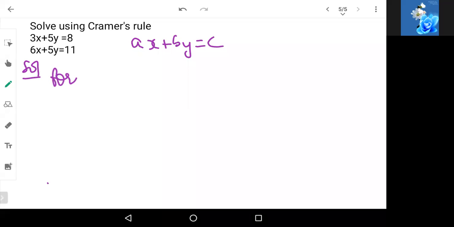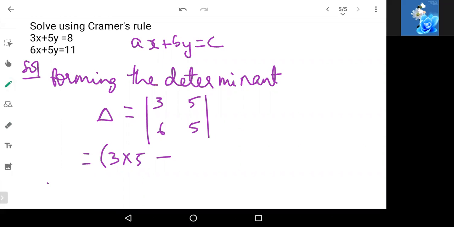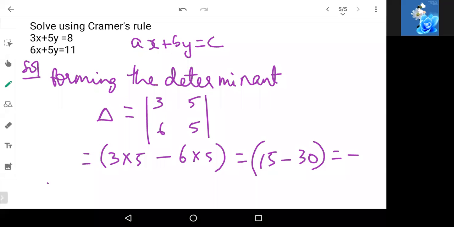Forming the determinant, that is delta is equal to, what is the determinant? You will have the coefficients, that is 3, 5, 6, 5. So that will be the determinant. Now let us solve this determinant. Cross multiplication. 3 into 5 minus 6 into 5, which is nothing but 3 into 5 is 15 minus 6 into 5 is 30. So 15 minus 30 is minus 15. So delta is minus 15.